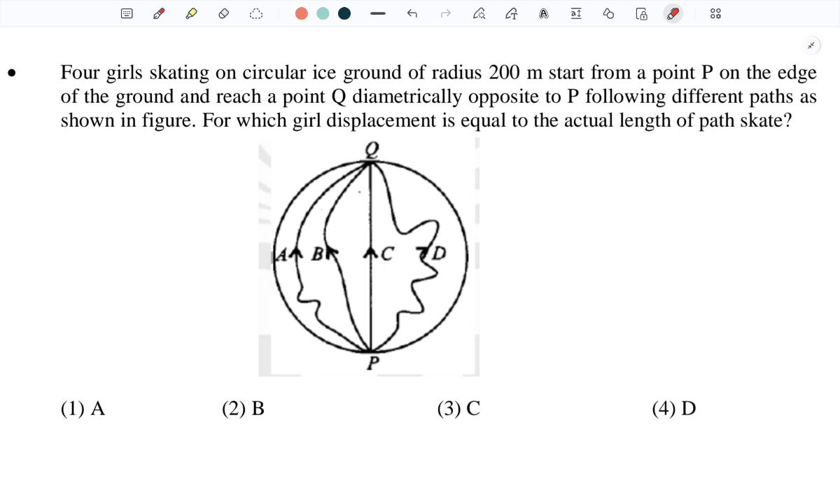So four different ways the girl is skating on the ice ground. What is the question? For which girl is displacement equal to the actual length of the path skated? So for which girl displacement is equal to actual path? Actual path and displacement both should be the same.